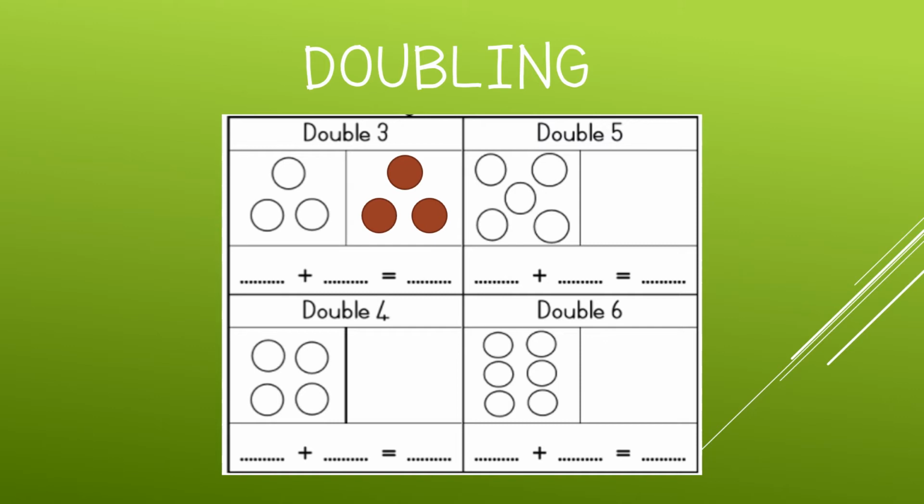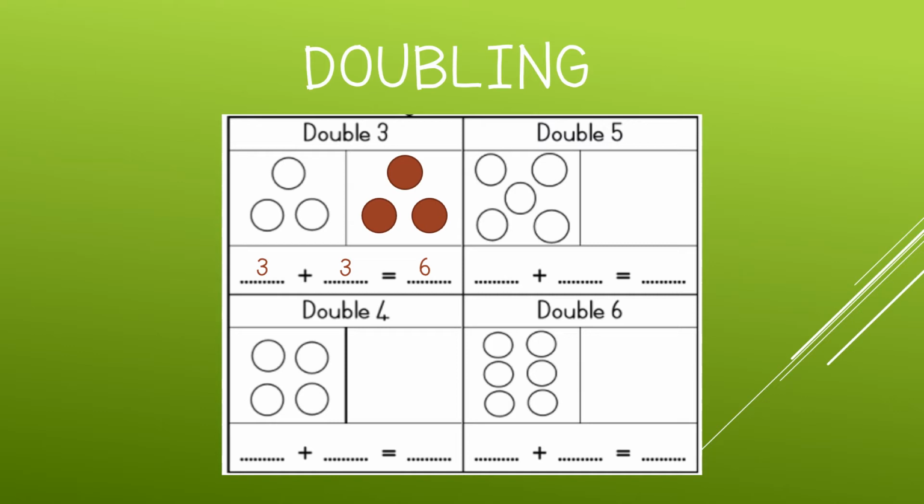So I have 1, 2, and 3. So my number 3 is there. Then I added 3 now. 1, 2, 3. So now, just like a normal addition sum, I'm going to count all together. 1, 2, 3, 4, 5, 6. So I know that double 3 is 6.